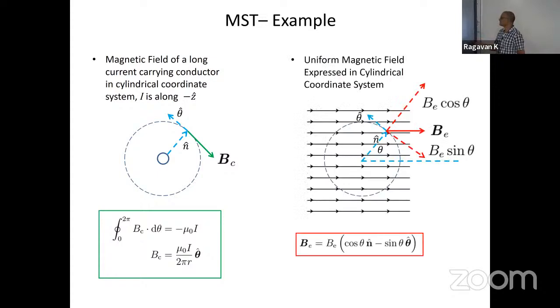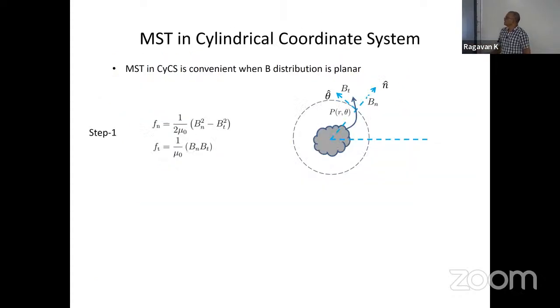I'll go a little bit fast here. Yes, any question? Okay. And I'm representing both of these independent magnetic field distributions, the conductor's field and the uniform field, in the cylindrical coordinate system, right? Simple math here: you have B external, shown by the red line. It has B sin theta and B cos theta as the normal component and the tangential component. So that vector representation in the cylindrical coordinate system is B cos theta n hat minus B sin theta theta hat.